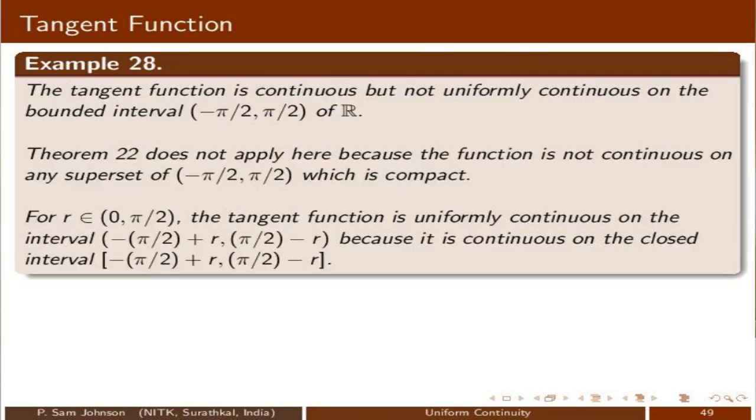What about the tangent function? The tangent function is continuous, but it is not uniformly continuous in the interval, because the function is not continuous on any compact superset of it. But if I choose any r in the interval 0 to pi by 2, then the tangent function is uniformly continuous on 0 to r, because it is continuous on that closed interval, which is closed and bounded, hence compact. Therefore the tangent function is uniformly continuous in that interval.